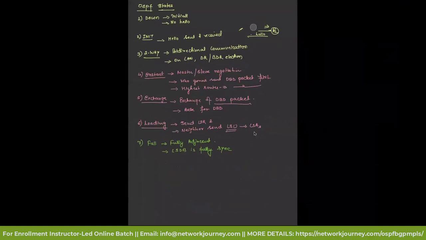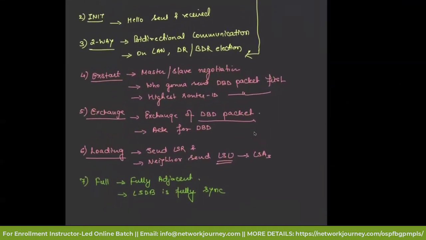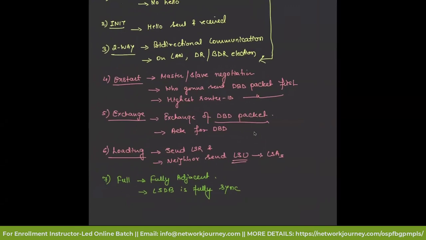If you see, I have highlighted it in three different colors, so it has some meaning. What does that say for four? What state is that? ExStart. In ExStart you need to decide which router is going to start sending the DBD packet first. What's the difference between master-slave and DR/BDR? There is no connection of master-slave with DR/BDR. Master-slave is only used for DBD packets.